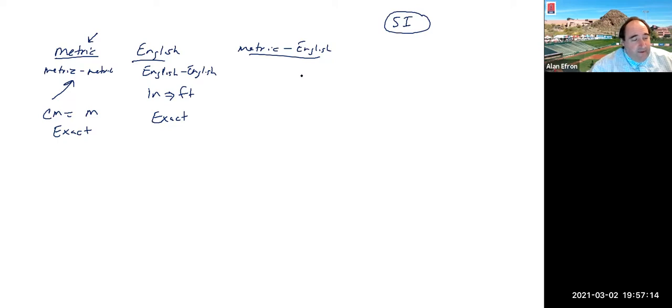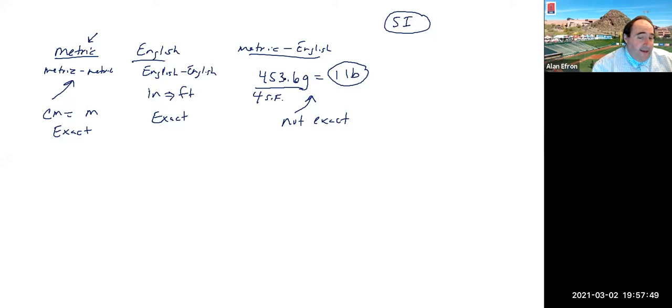So, for example, what would be one? Maybe 453.6 grams equals a pound, right? Pound is more English, kilograms is more metric. This technically would not be considered an exact number, which means if you're using this as a conversion factor, you would take these 4 significant figures into account. And usually, though, that original number would still probably be the right number.